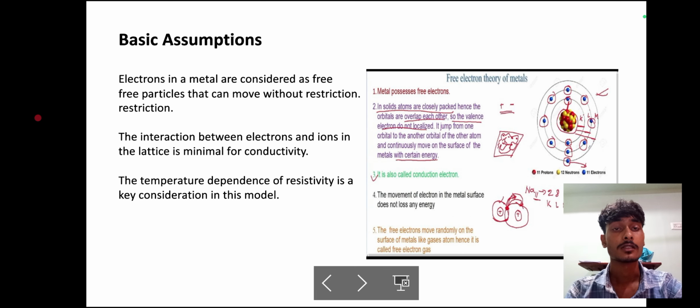Basic assumptions. Electrons in a metal are considered as free particles that can move without restriction. The interaction between electrons and ions in the lattice is minimal for conductivity. The temperature dependence of resistivity is a key consideration in this model.